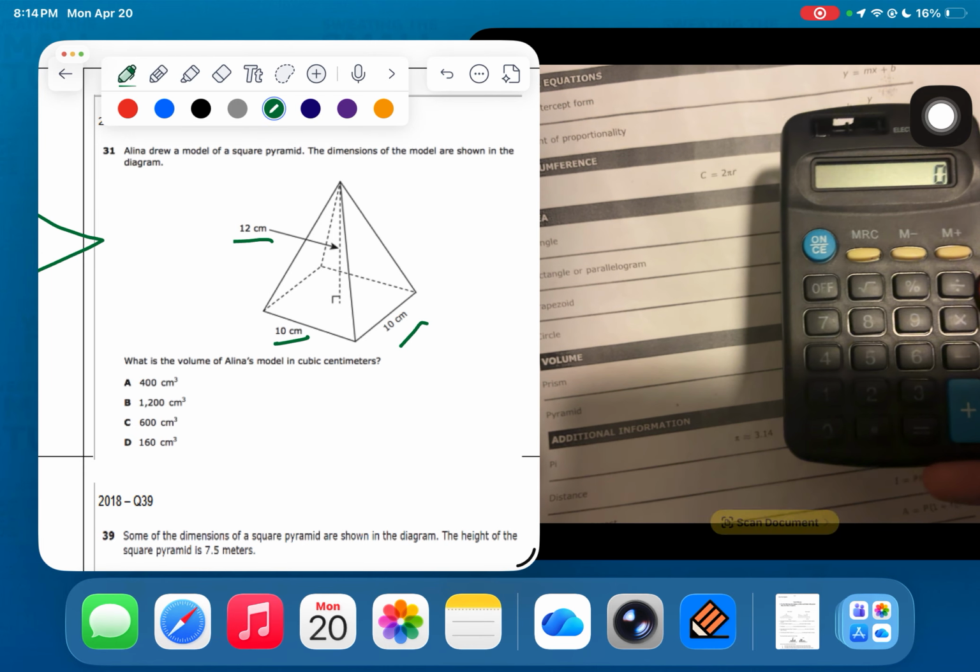Now this one, rectangular pyramid, very similar.